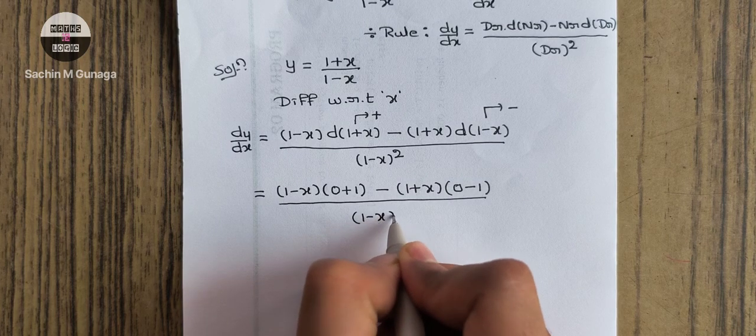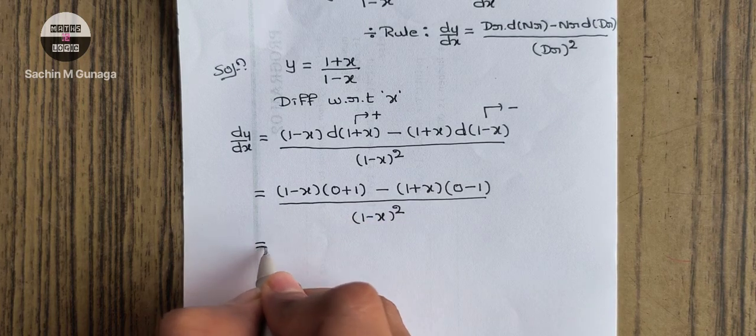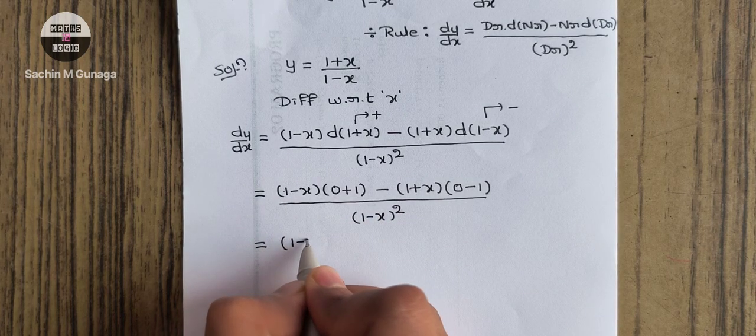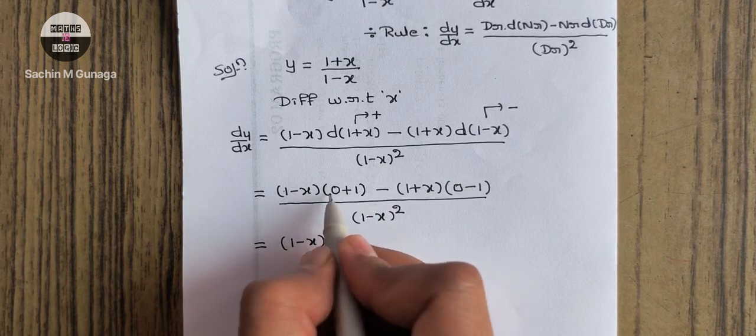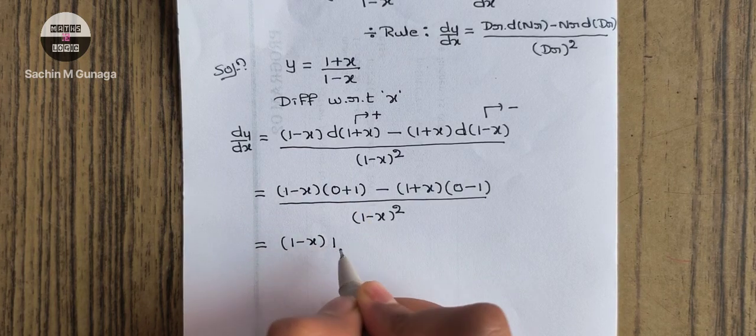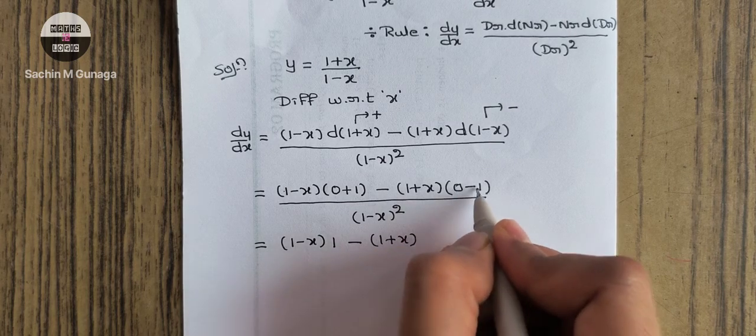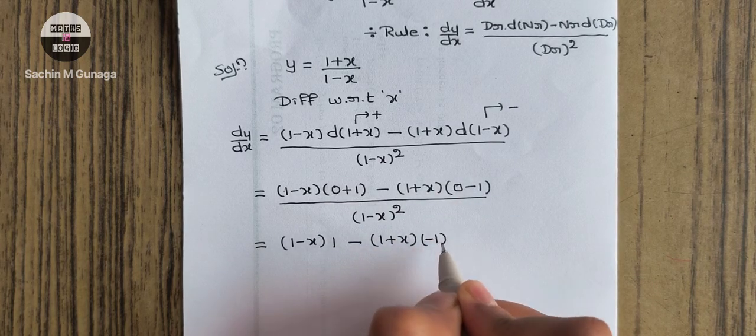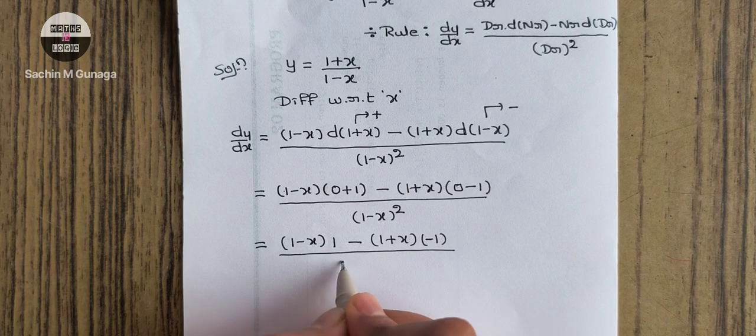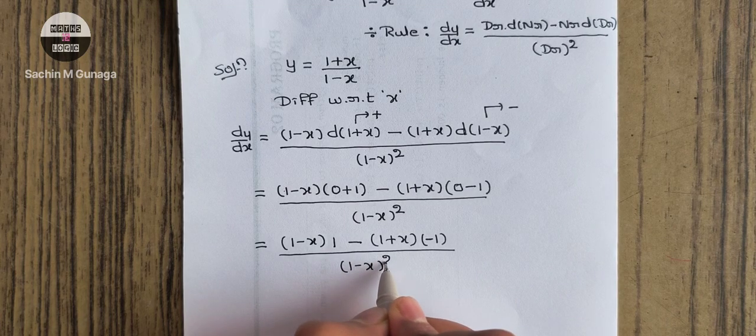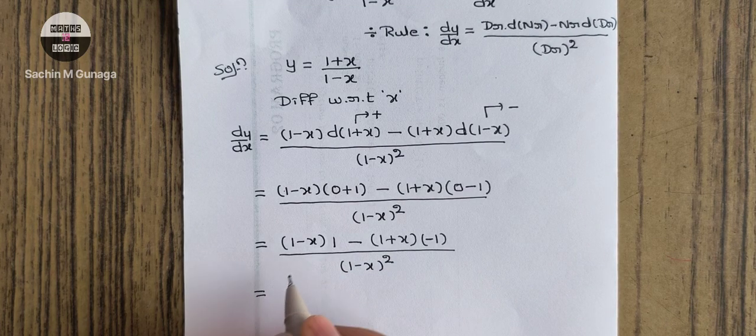(1 minus x) whole bracket square. So which is equals to 1 minus x, keep it as it is, simplify this, 0 plus 1 is 1, minus 1 plus x, keep it as it is, 0 minus 1 is minus 1, divided by (1 minus x) whole bracket square. Open the bracket.